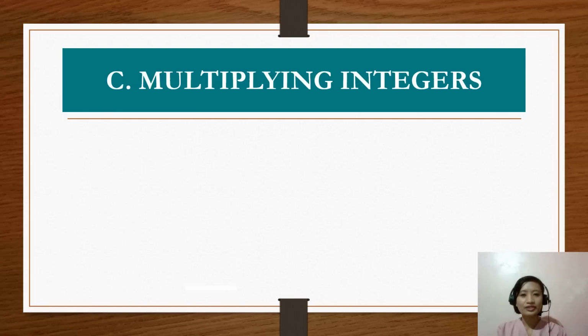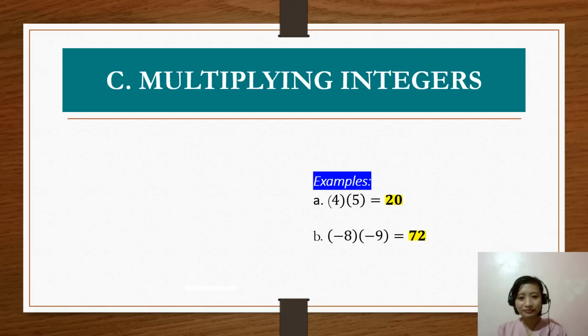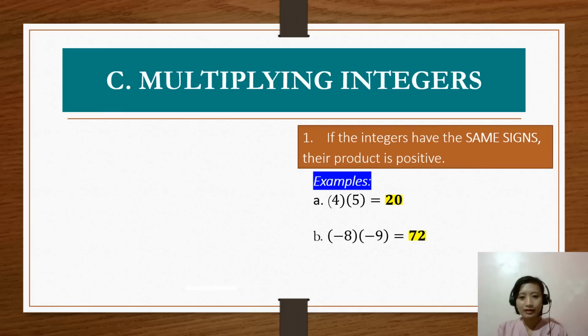For multiplying integers, I will again show you examples and then try to observe as we come up with a rule that we can follow in multiplying integers. For example A, when we multiply positive 4 times positive 5, the result is positive 20. Example B, when we multiply negative 8 times negative 9, the product is positive 72. And the rule that we follow is that if the integers have the same signs, their product is positive.